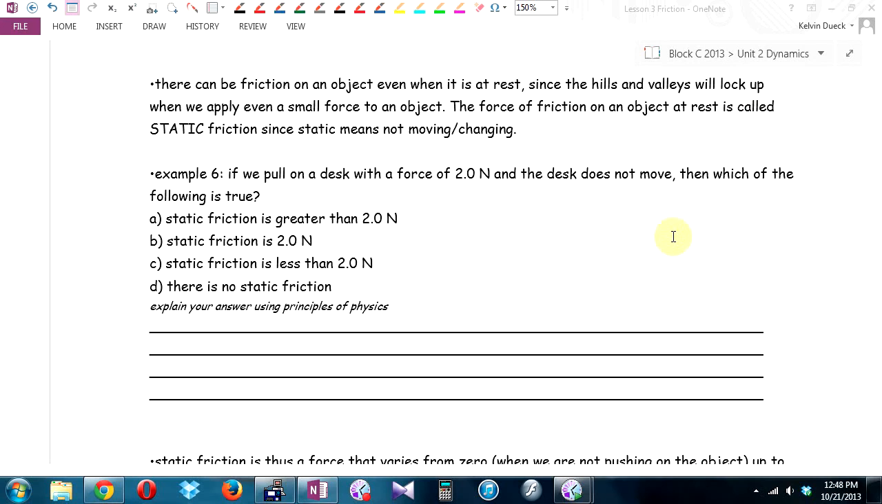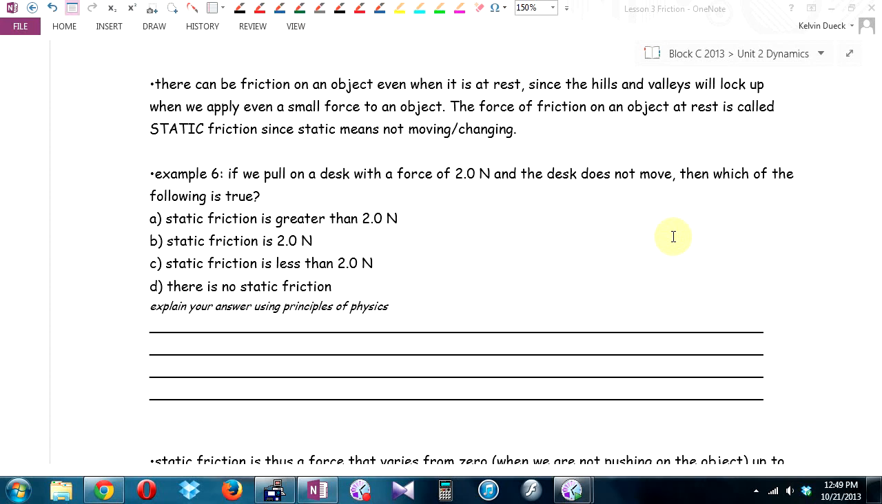Here's our thought experiment. If we pull on a desk with a force of 2 newtons, like this, and the desk does not move, then which of the following is true? A, static friction is greater than 2 newtons. B, static friction is exactly 2 newtons. C, static friction is less than 2 newtons. Or D, there is no static friction. Once again, you're going to vote. Once again, this time, no cowards. And how high you hold your hand up is how sure you are of the answer.